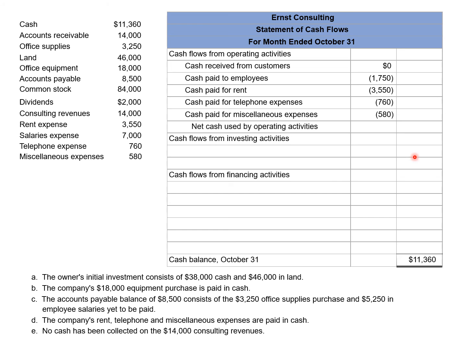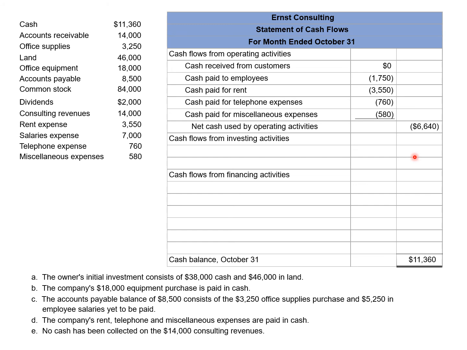So then you have your net cash used by operating activities because it's all a negative. The subtotal is a negative $6,640. So when you have a total outflow rather than a total inflow, the line item description is "used by." And if it's a positive number or an inflow, it's "provided by." Okay.